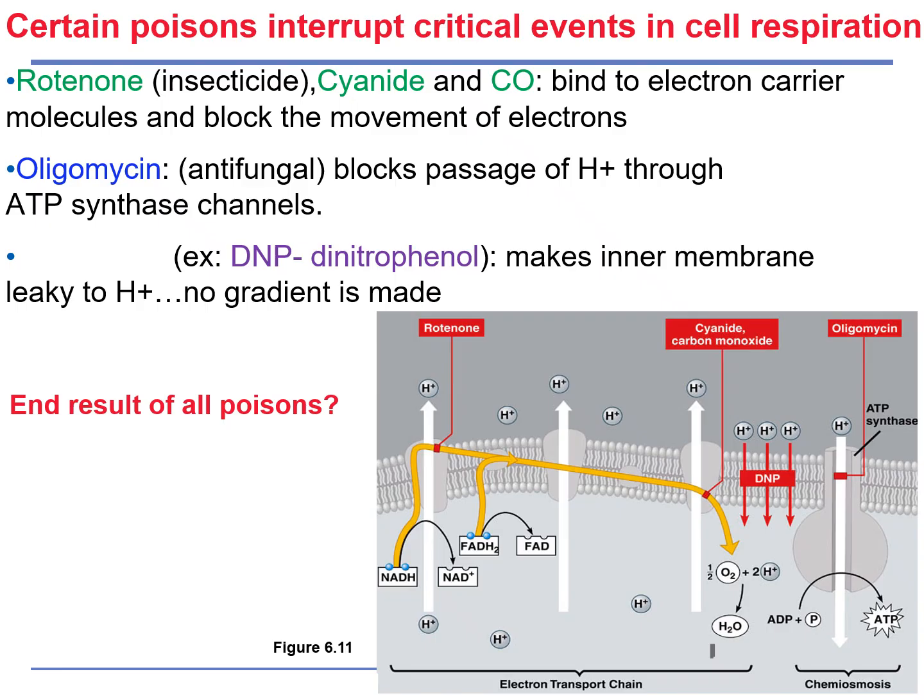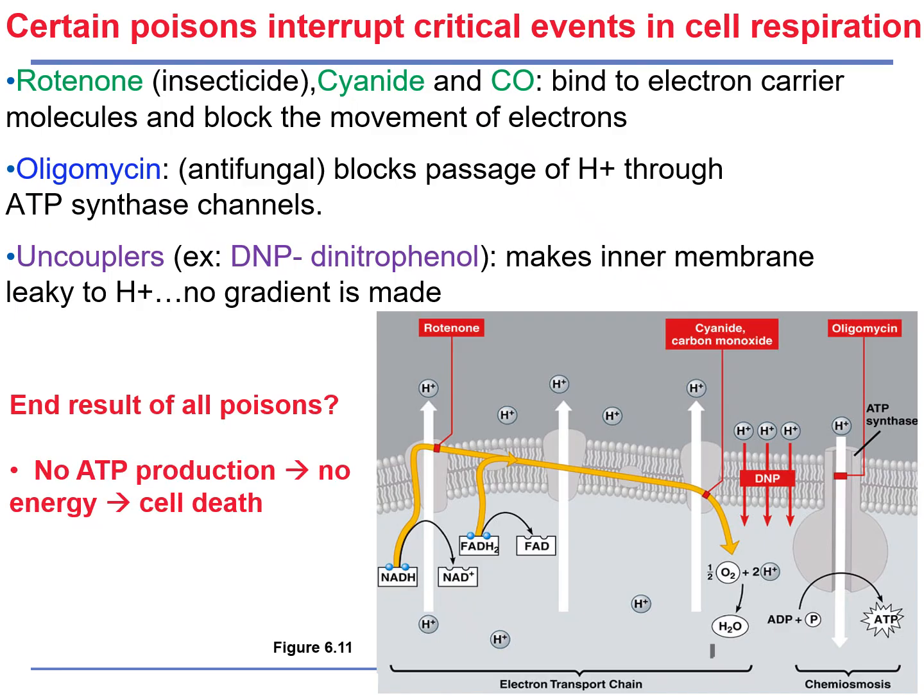Oligomycin, which is an antifungal, blocks the passage of hydrogen molecules through ATP synthase channels in bacteria, and uncouplers make the inner membrane leaky to hydrogen molecules, so no gradient is made. The end result of all poisons is that there is no ATP production, no energy is produced, and therefore the cell dies.